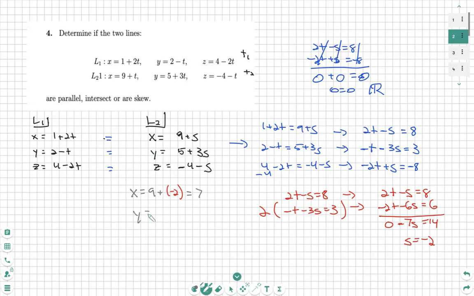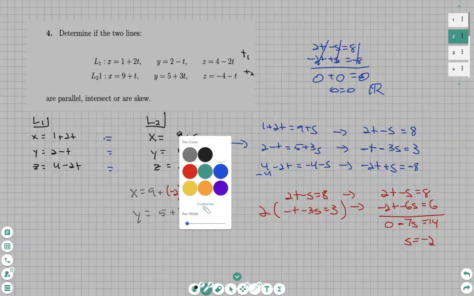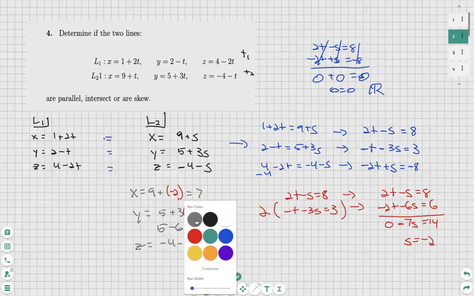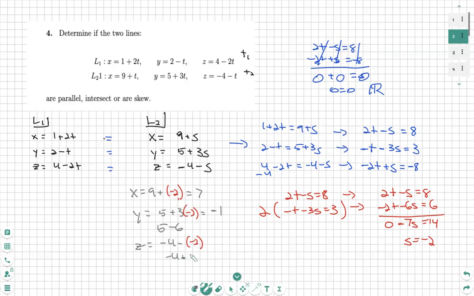Then we can see y is equal to 5 plus 3 times -2, which is going to get 5 minus 6, which is -1. Then we're going to get z, and we get -4 minus, and again, replace it with a -2. Clean it up, -4 plus 2, and we see this is -2. So the solution for the intersection point is that this is going to intersect at 7, -1, and -2.